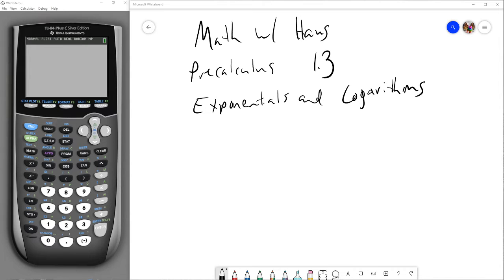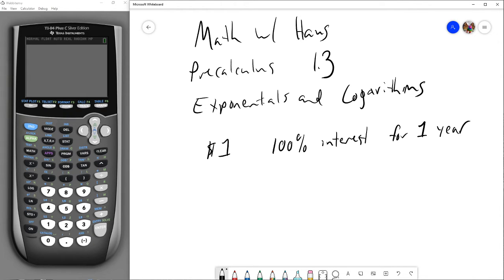Now, last time we looked at an example of deer population and we introduced the notion of compound interest. Now, we're going to conduct an interesting experiment here. Suppose we invest $1 at 100% interest for 1 year. The question is simply this: how much money will you have?